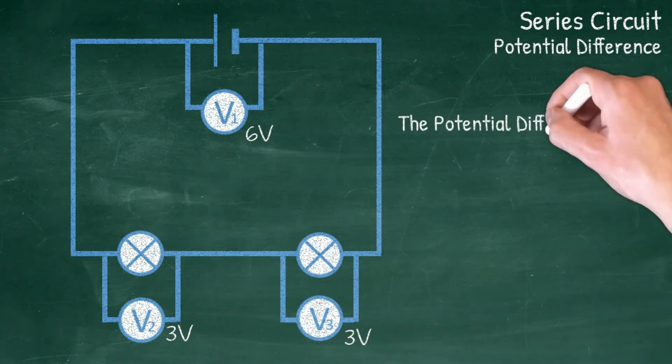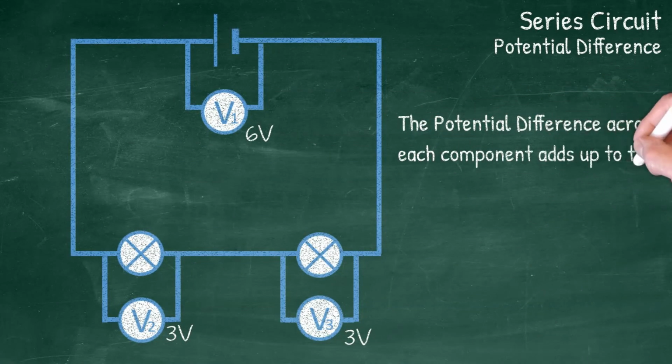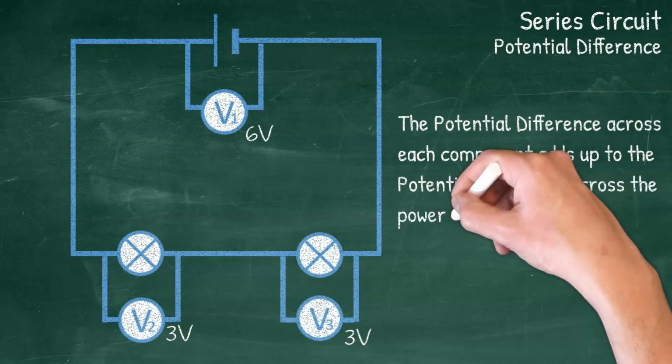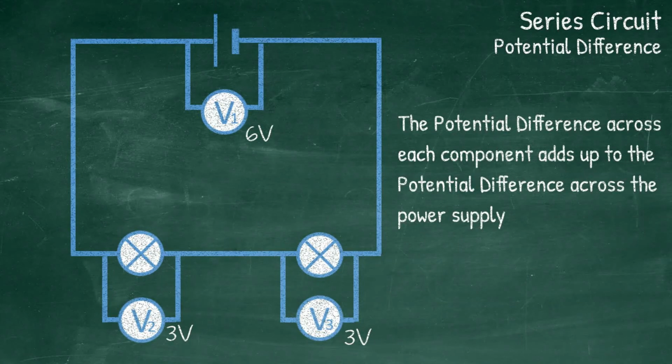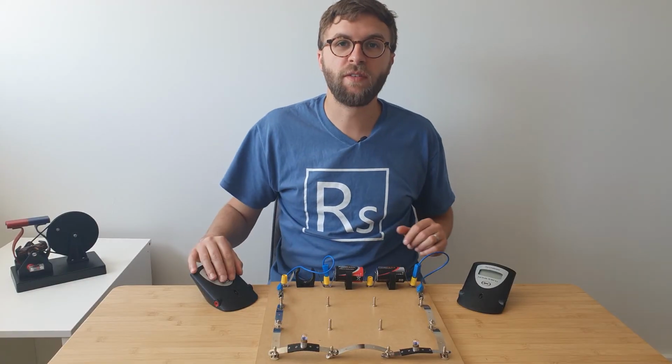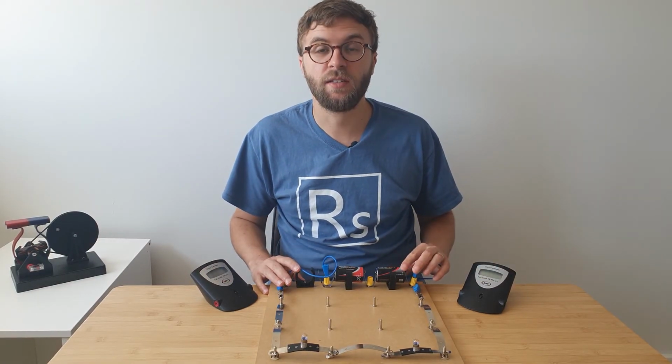The potential difference across each component adds up to the potential difference across the power supply. You might be able to see that because of the conservation of energy, voltmeter 1 will be equal to the sum of all the components. So in this case, voltmeter 1 equals voltmeter 2 plus voltmeter 3. So there we have the rules of current and potential difference in a series circuit.